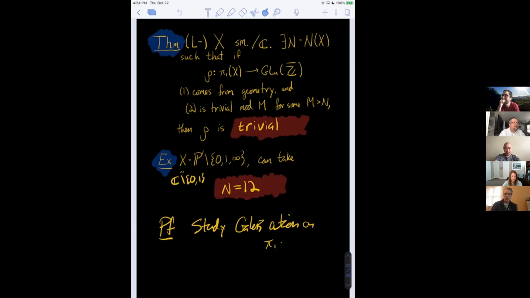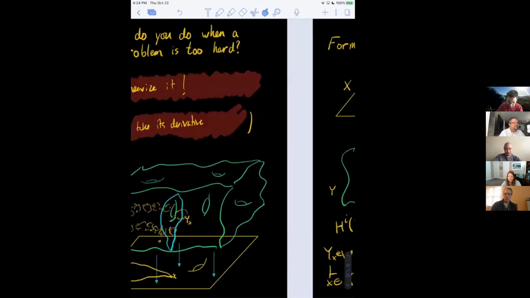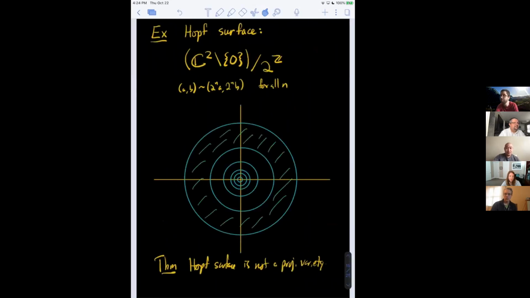Ben asked earlier, your Hopf example that isn't a variety, is it compact? Yeah, it's a compact complex manifold. Okay. So you can see, for example, I drew the real picture, but you can see a fundamental domain is an annulus, which is compact.